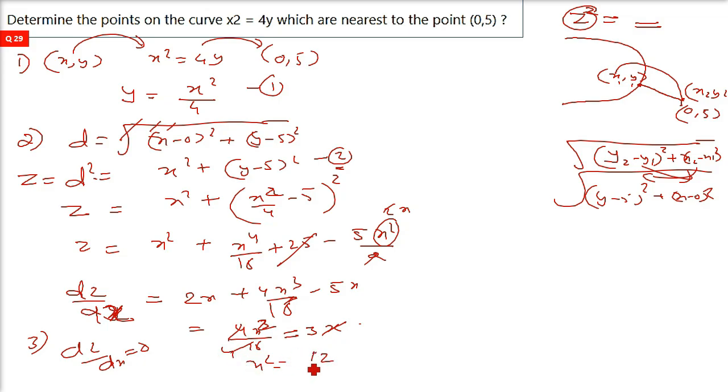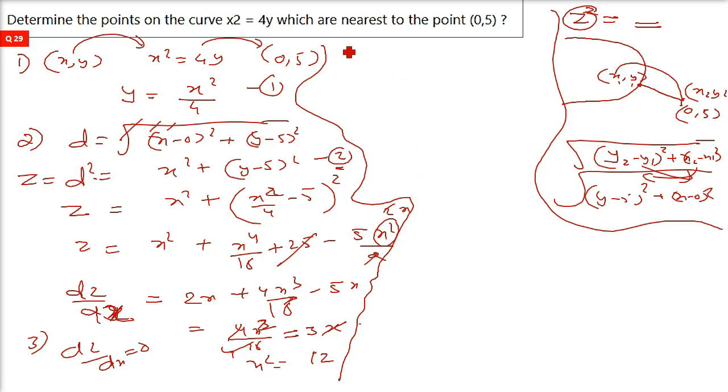Again, 4 4s are 16. This is going to be 12. Under root of 12 is 4 into 3 is 12. 2 will come out, so it will be 2 root 3. So we got the value of x now. I'm just going to write it in a bit. But the points have to be computed. X is already known to us now.